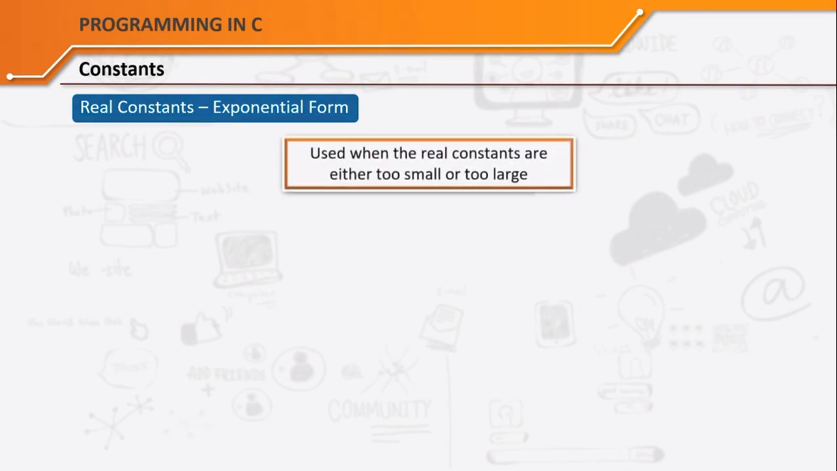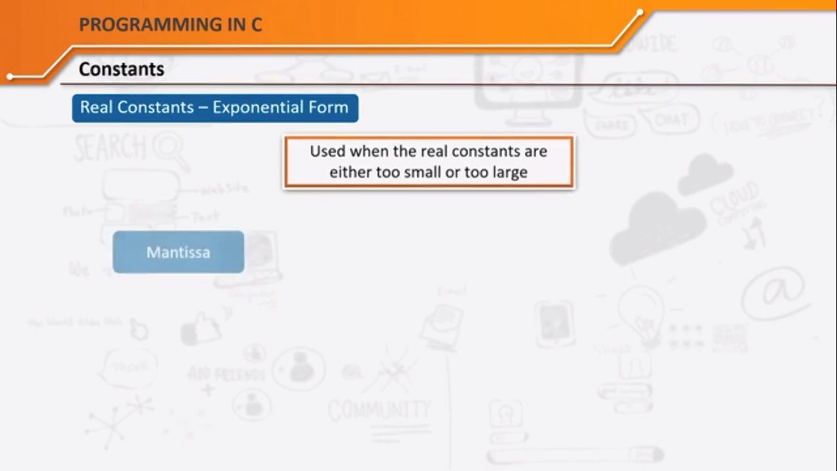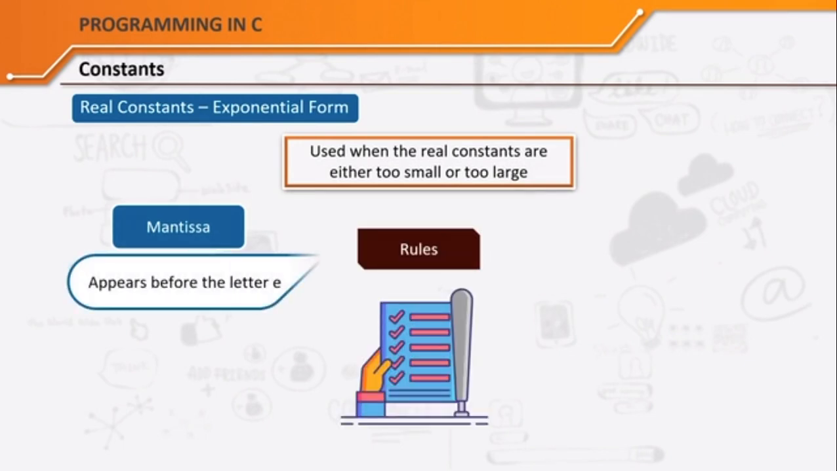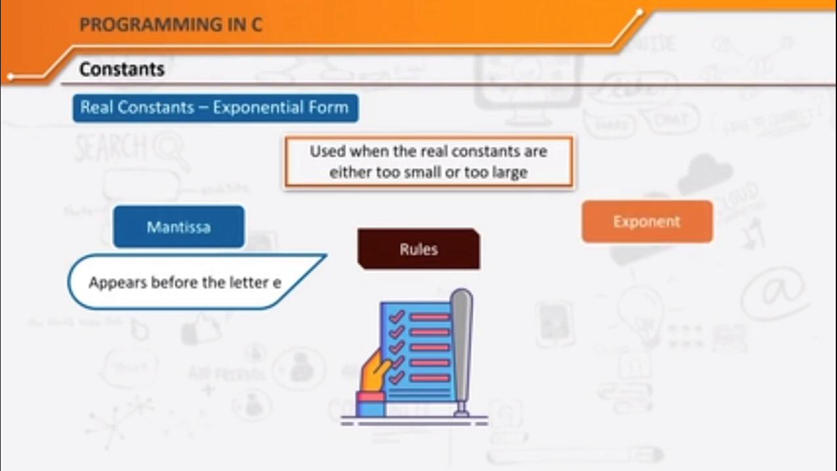We also have an exponential form of representation of real constants. This form is generally used when the real constants are either too small or too large. In exponential representation, the real constant is represented in two parts. One is the mantissa part, which appears before the letter E. Now this letter E can either be small or capital. The other part is the exponent part, which follows the letter E.